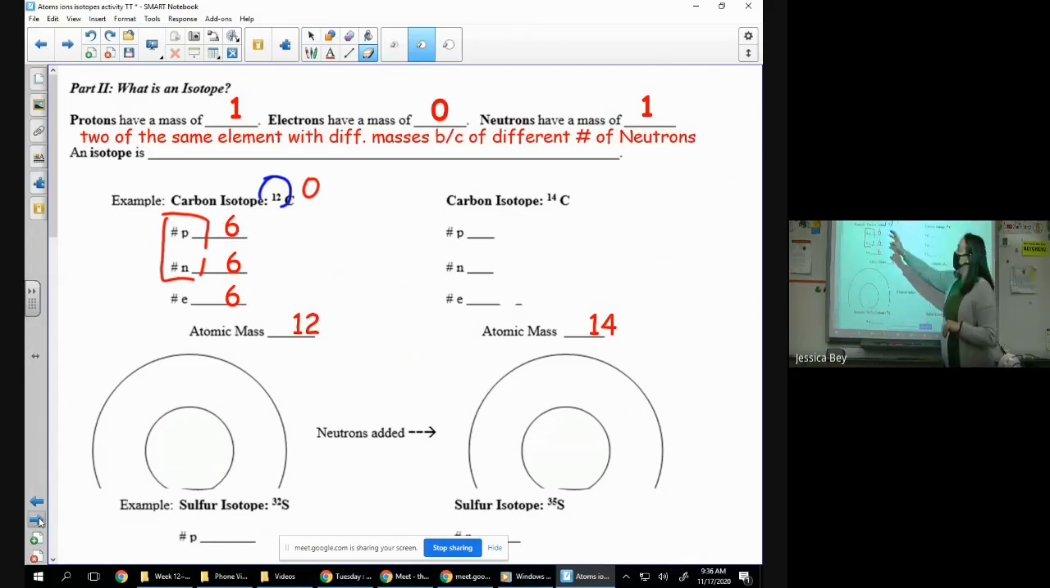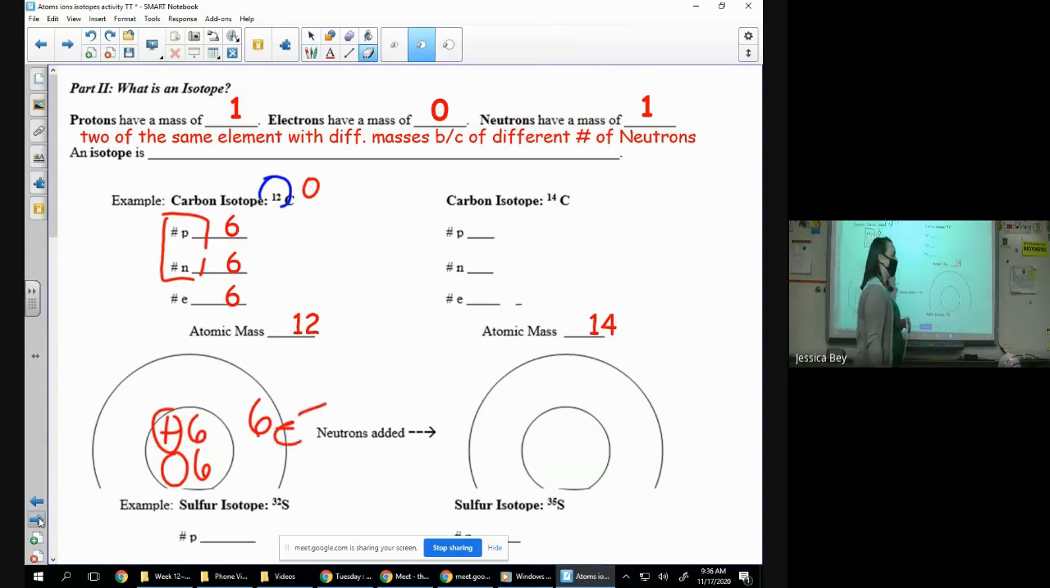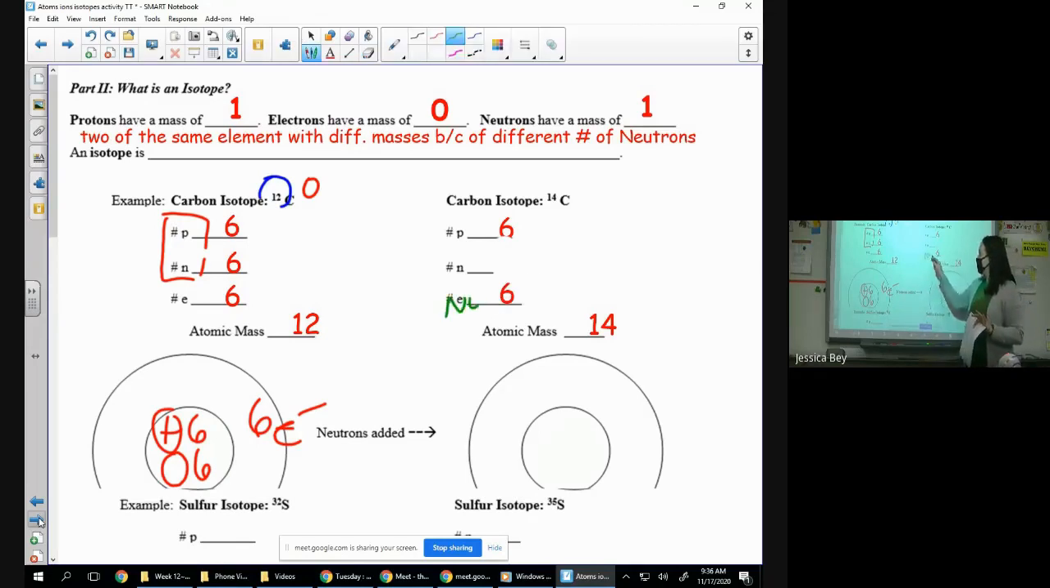Now, what is going to change? Oh, and we can draw this in here. Let's see. Protons, 6. Neutrons, 6. Electrons, 6. What is going to change from my isotope 12 to my isotope 14? Can I ever change the number of protons? I may not. 6 protons. Would changing the electrons do anything to the mass? No. So those are always going to be 6 as well. Remember, these have no mass.